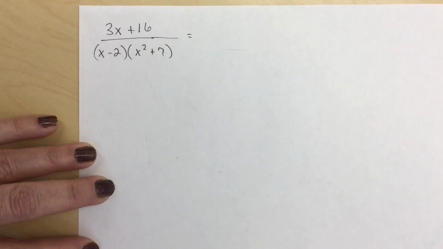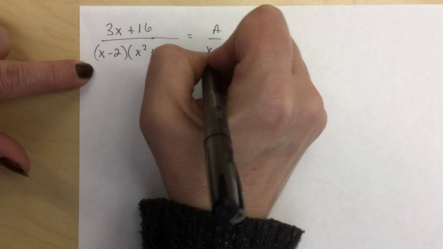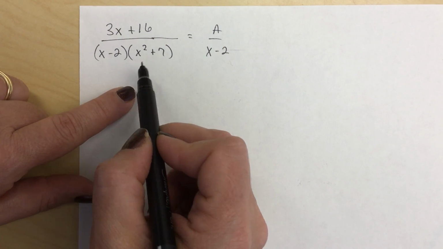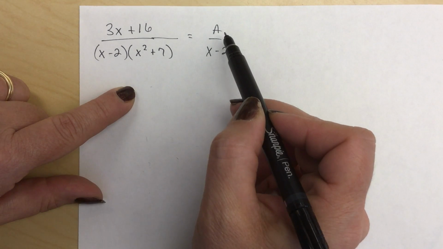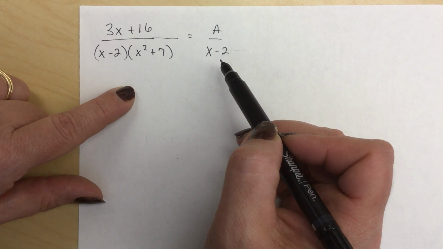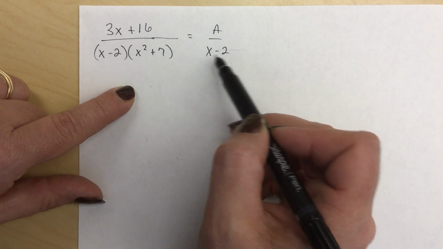Okay, so when you have something like this, you're going to have an a over x minus 2, but we have an x squared inside our parentheses. This isn't x plus 7 squared, it's x squared plus 7. The thing above the denominator is always going to be 1 degree less than the denominator. So x minus 2 is a first degree.